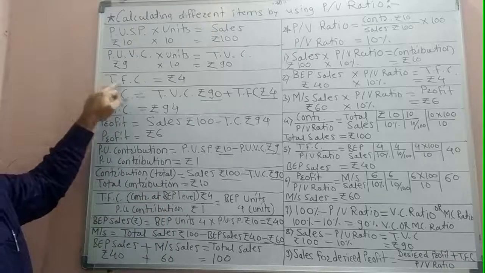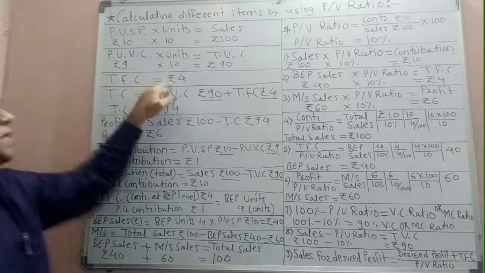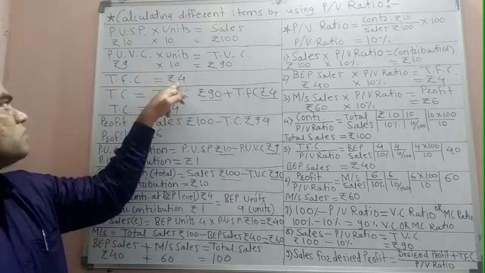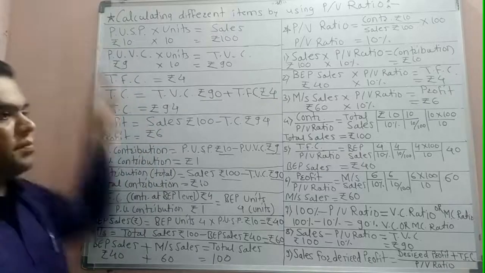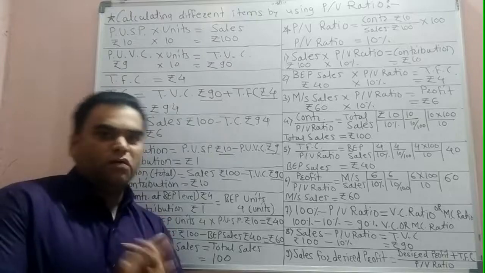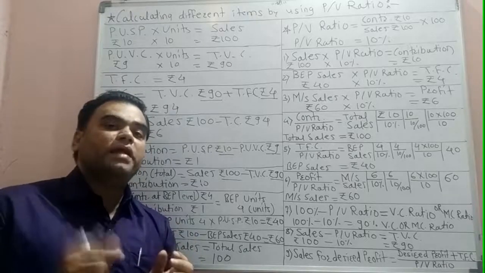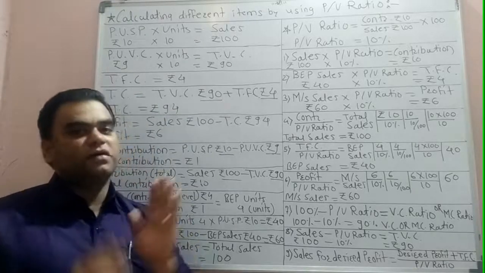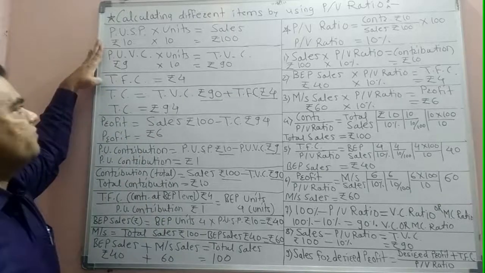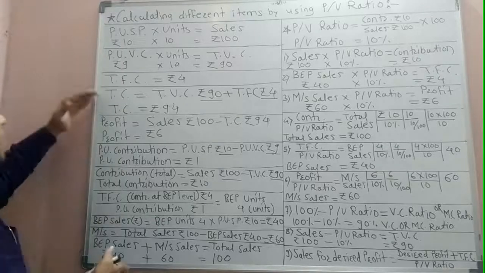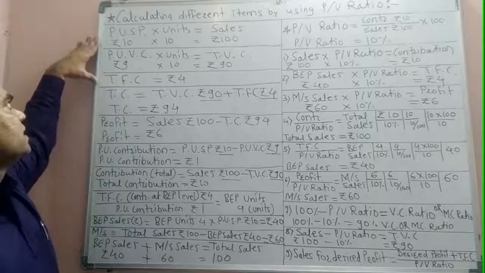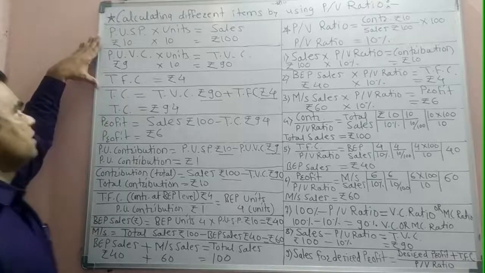Next, total fixed cost is rupees 4. This is our data of the problem. If you see this problem, you can realize the figures which I have taken are very small. Why? So that you can understand very easily. If we process this data, then we can calculate some items, using these three items of the problem.